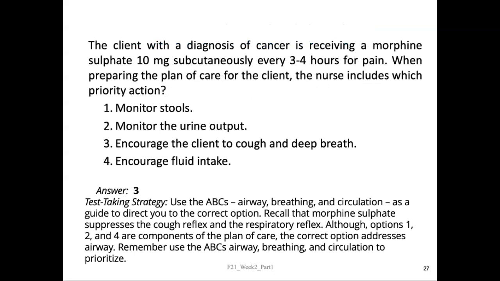So here's a question I want you to think about. The client with a diagnosis of cancer is receiving a morphine sulfate 10 milligram subcutaneous injection every 3 to 4 hours for pain. When preparing the plan of care for the client, the nurse includes which priority actions? The nurse is going to monitor the stools, monitor the urine output, encourage the client to cough and take deep breaths, or encourage fluid intake. If we think about the test-taking strategy of using ABCs, recall that morphine suppresses the cough reflex and the respiratory reflex. And so that is the importance of choosing something related to airway, breathing, and circulation first to prioritize.